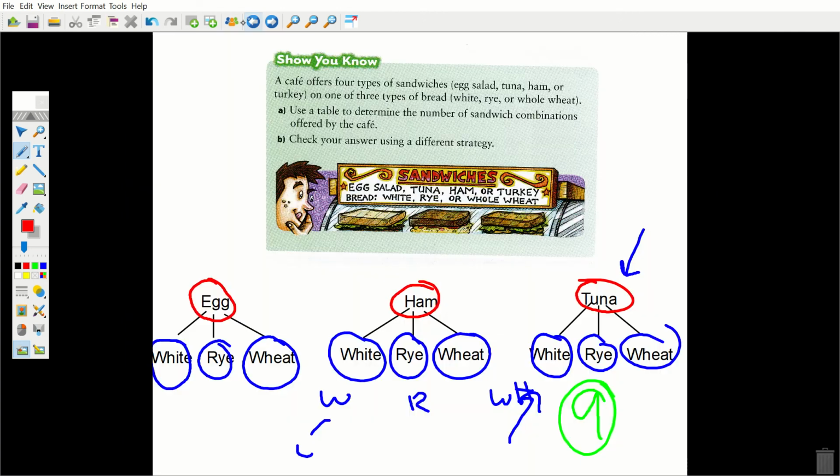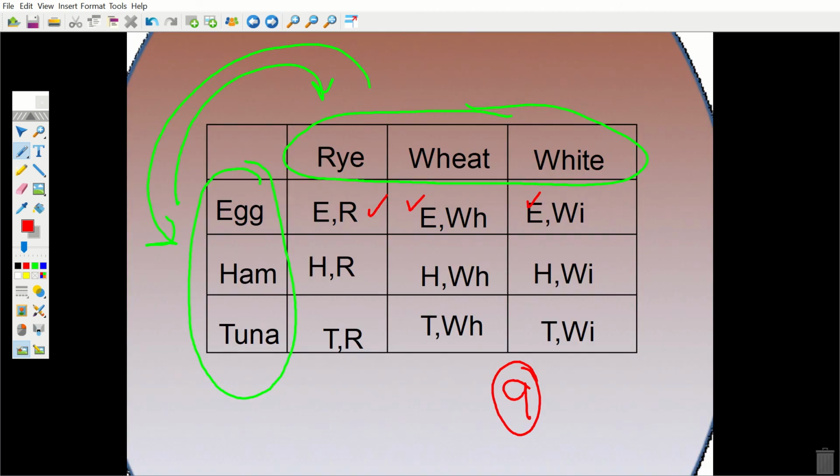Now, the difference between a tree diagram and a table is that the tree doesn't have a sample space. The sample space being that which shows all of your outcomes, right? You'd have to make a sample space that would look something like egg, white, egg, rye, etc., and list them all. However, with a table, you have all of these outcomes already listed.